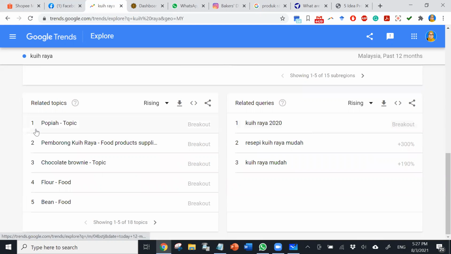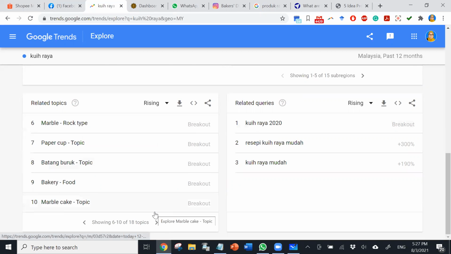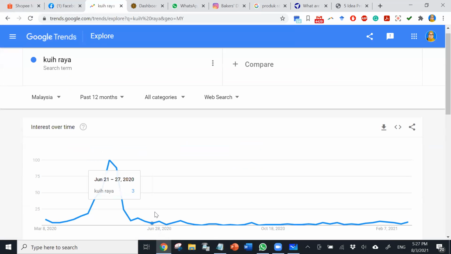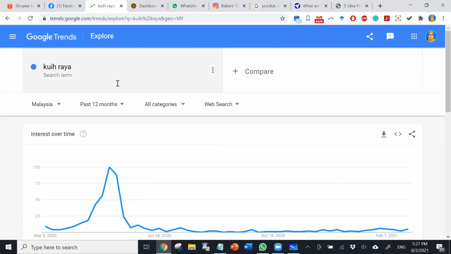Okay, this is what people love to buy for kuih raya. Number 1 is popiah. Okay, it's not chocolate brownie. Let's go and see again. Batang buruk. This one is kuih raya. Marble cake.